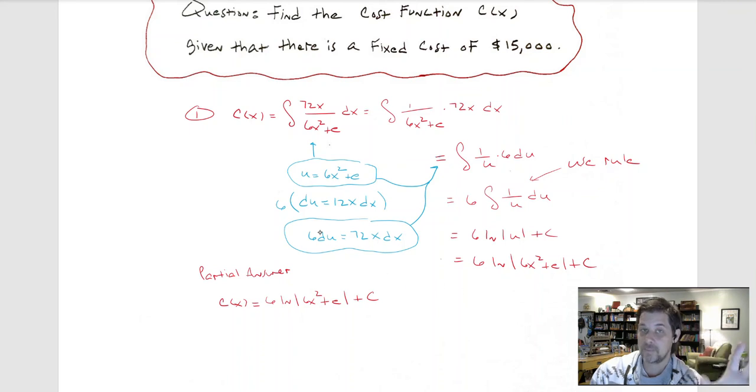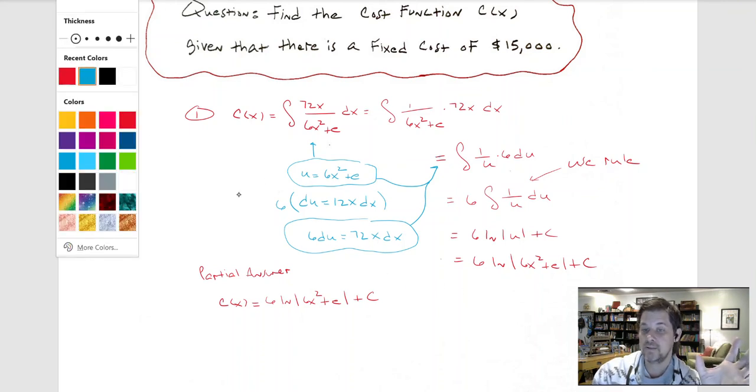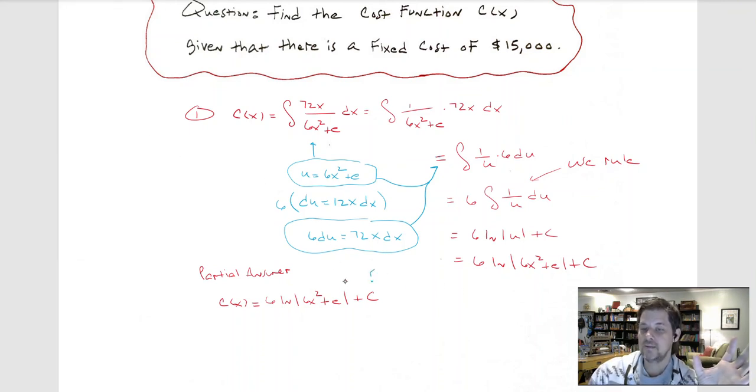Now, the issue at this point is that this might be the cost function, but this constant here that shows up every time we find an antiderivative or evaluate an indefinite integral is there, and we don't yet know what it is. And so to fully know the cost function, we'd have to know what that number was supposed to be. So let's use the additional information.